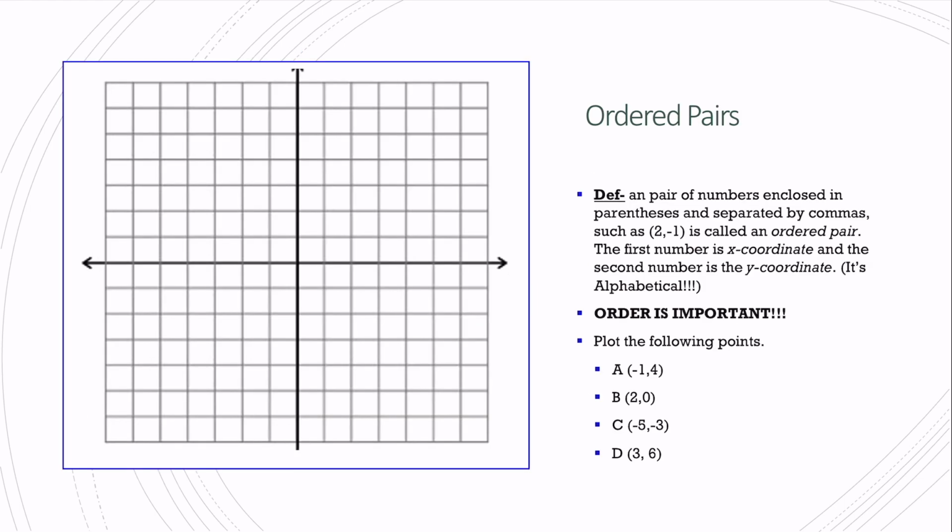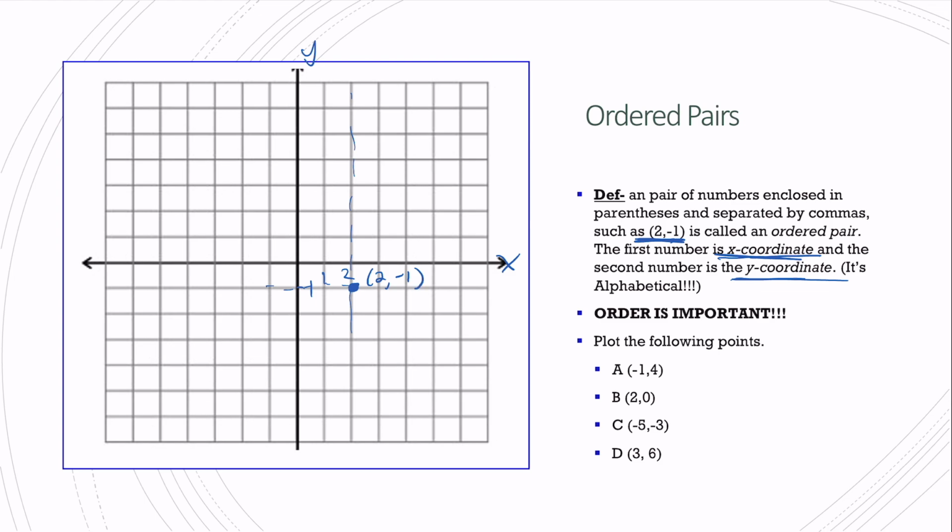So the way that we can find any coordinate on the Cartesian plane is with an ordered pair. To define an ordered pair, we enclose our numbers in parentheses and separate them with a comma. The first number is always our x coordinate, and the second number is our y coordinate. It's alphabetical. So if I wanted to plot the point (2, -1), here's my x-axis, here's my y, when x is 2 and when y is -1. Where x is 2 and y is -1 meets up, that would be the ordered pair (2, -1).